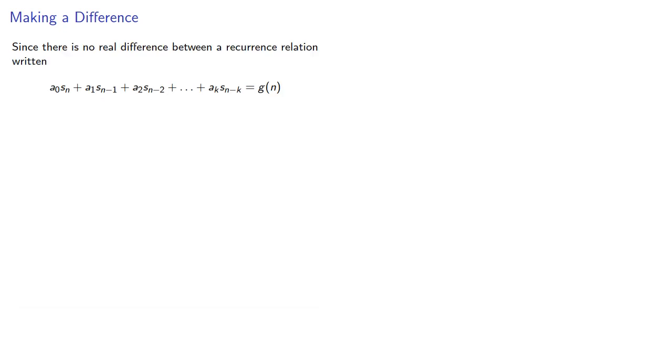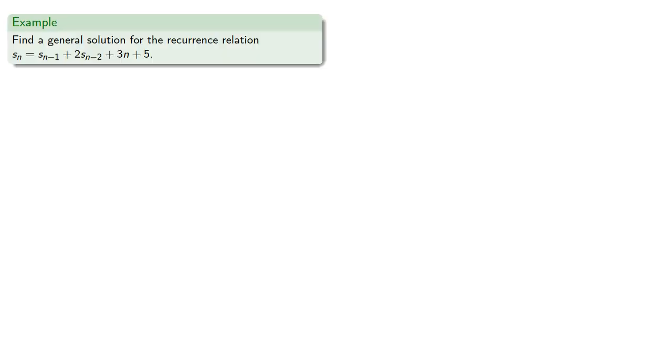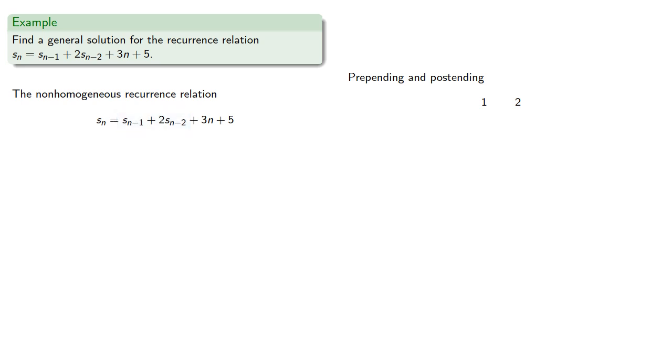And since there's no real difference between a recurrence relation written this way and a recurrence relation written in the normal way, this gives us a general method of solving non-homogeneous recurrence relations with polynomial forcing functions. For example, let's try to find a general solution for the recurrence relation. So our non-homogeneous recurrence relation, we'll put down our coefficients, prepend with a minus 1 and postpend with a 0, and find our differences.